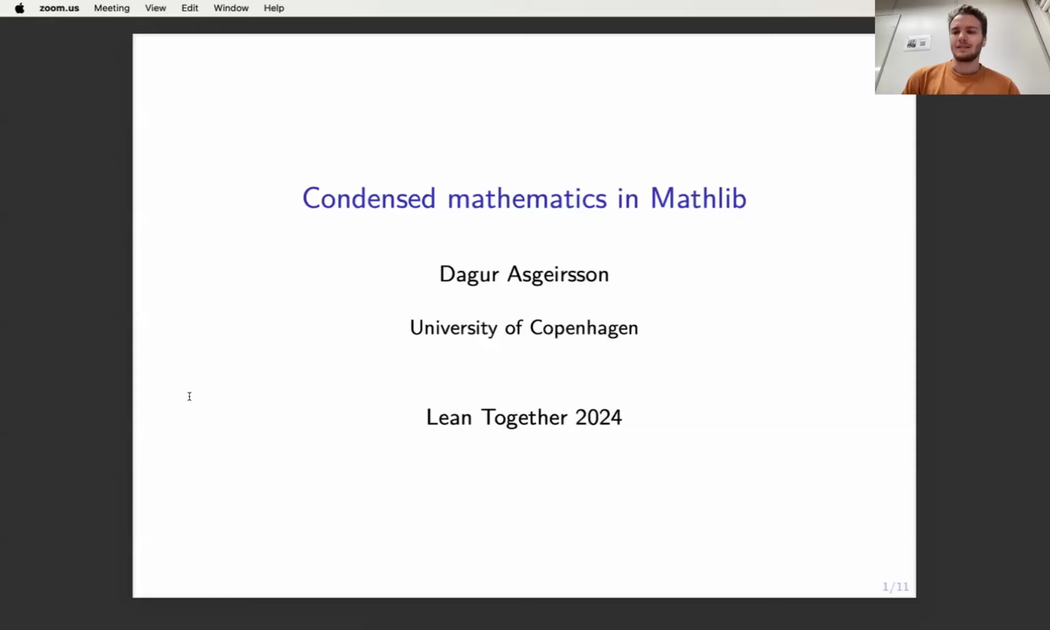So I'll start by giving a very quick introduction to the basic definitions in condensed mathematics before giving a little tour of that part of Mathlib and a few new things that are hopefully on their way to Mathlib soon.